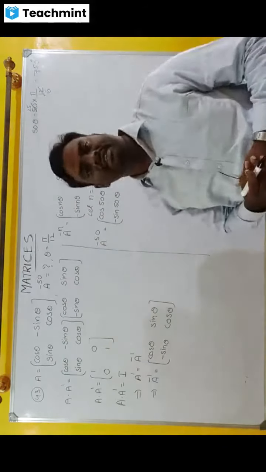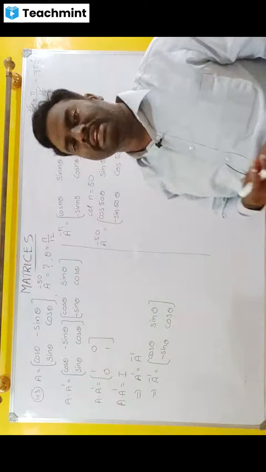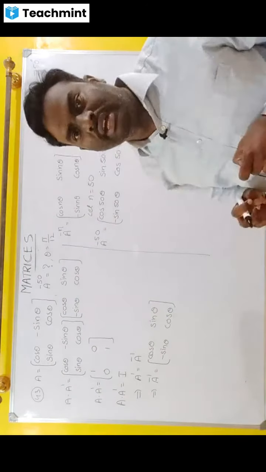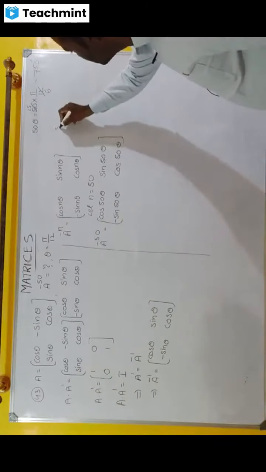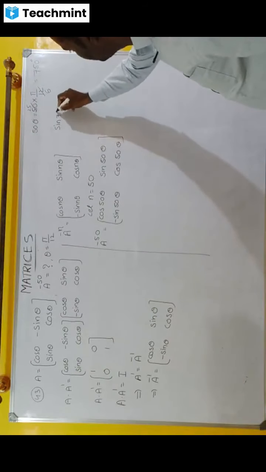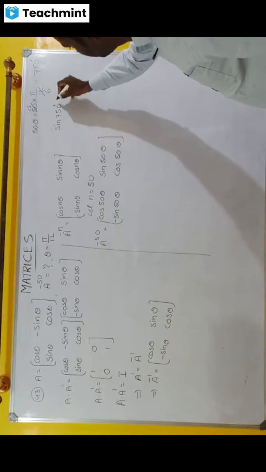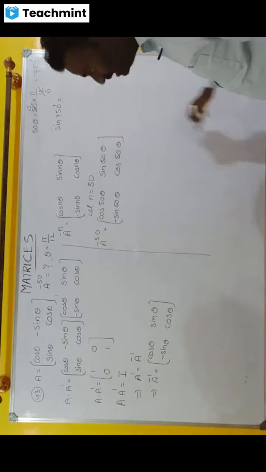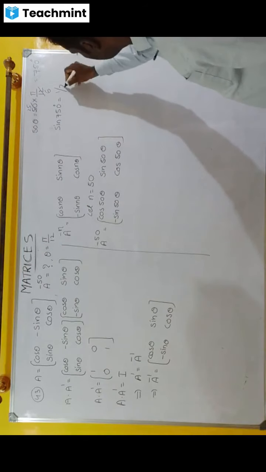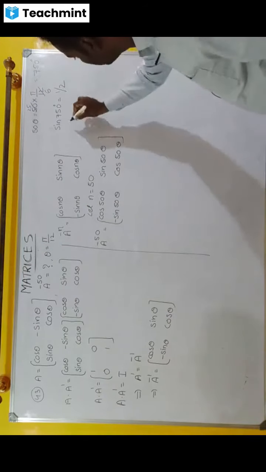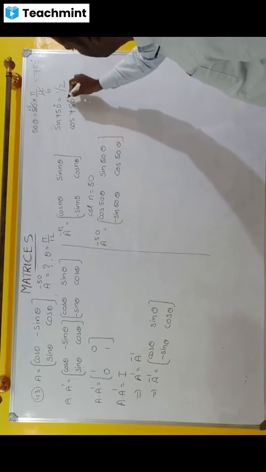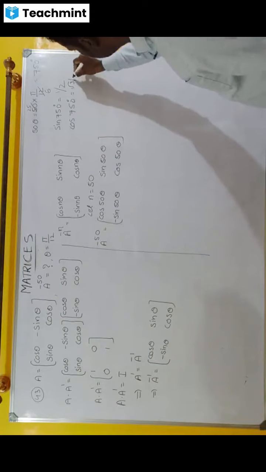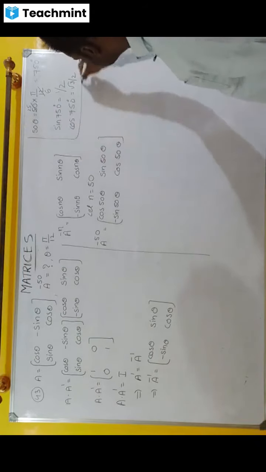30 25 is just 750 degrees. Indirectly, we need to find cos 750 and sin 750. The sin 750 value is 1 by 2. In first year trigonometry, the cos 750 value is root 3 by 2. I am using this concept here.